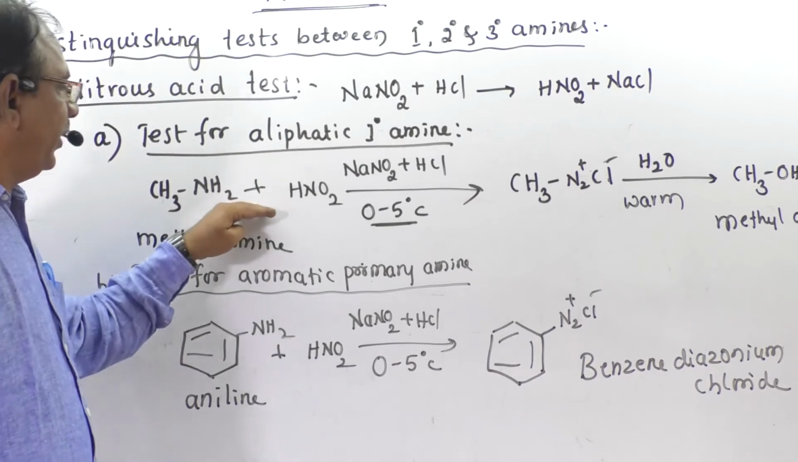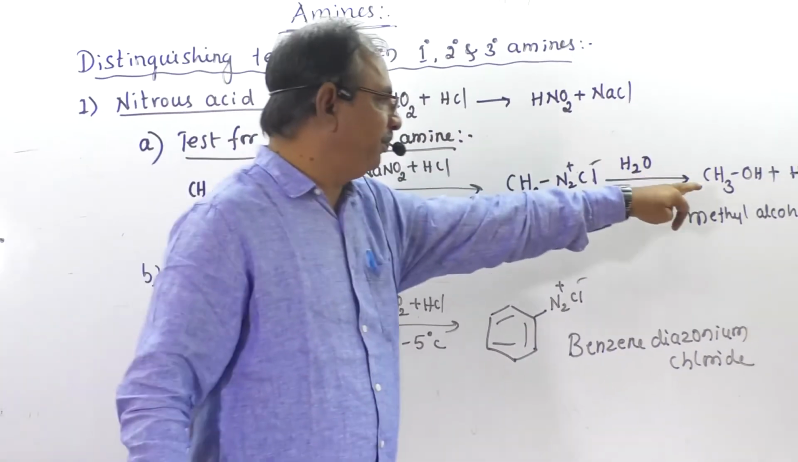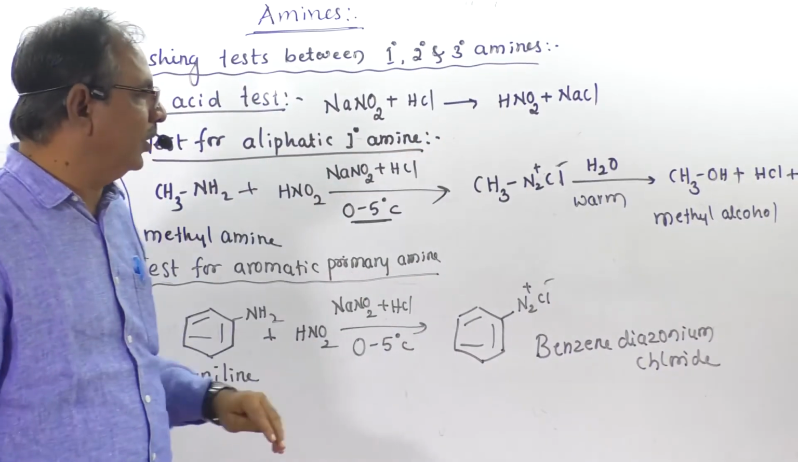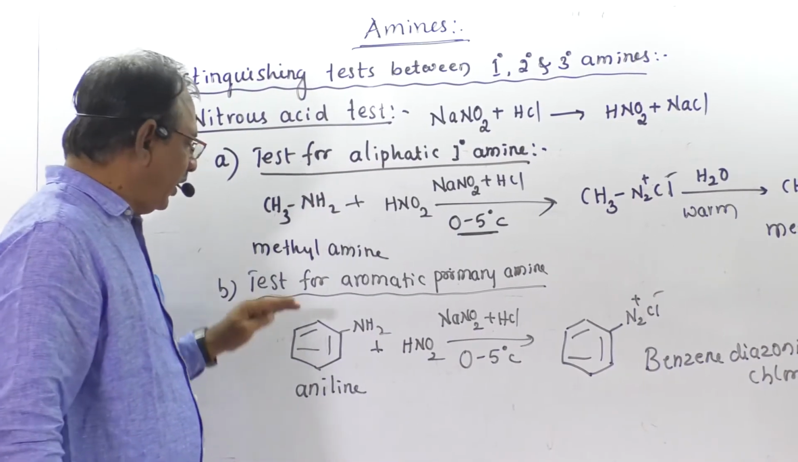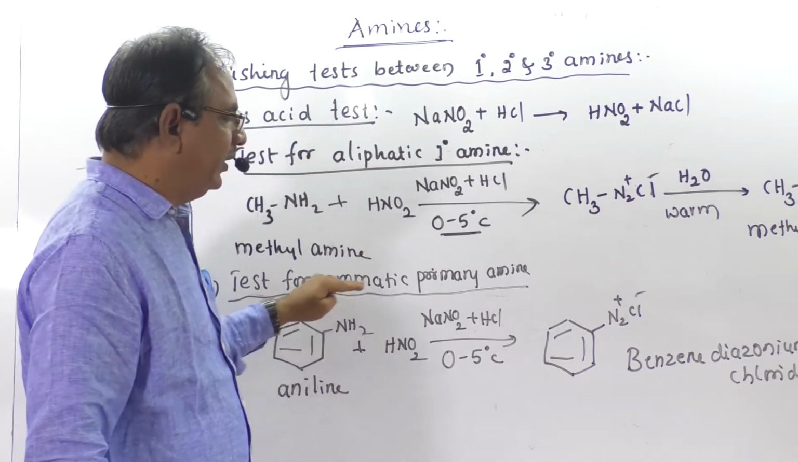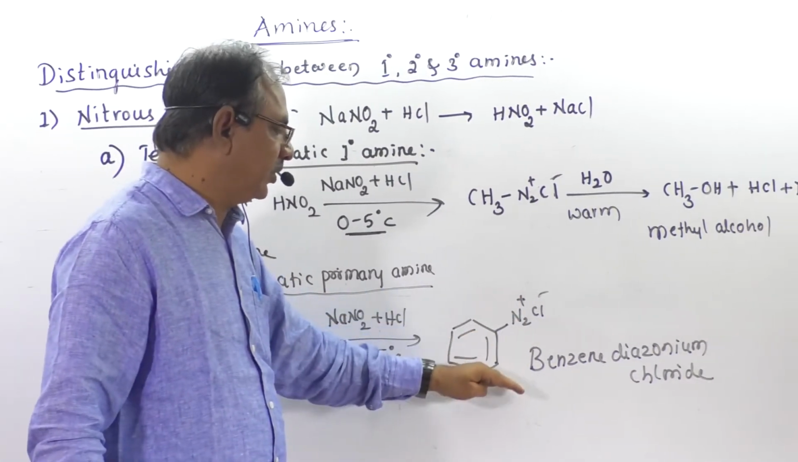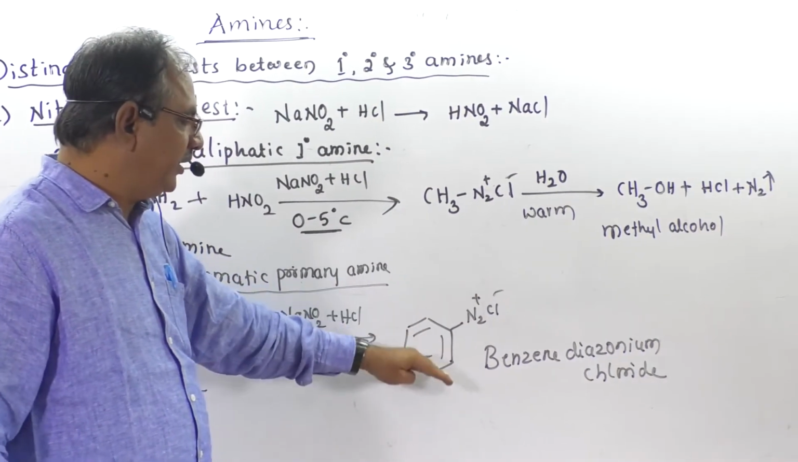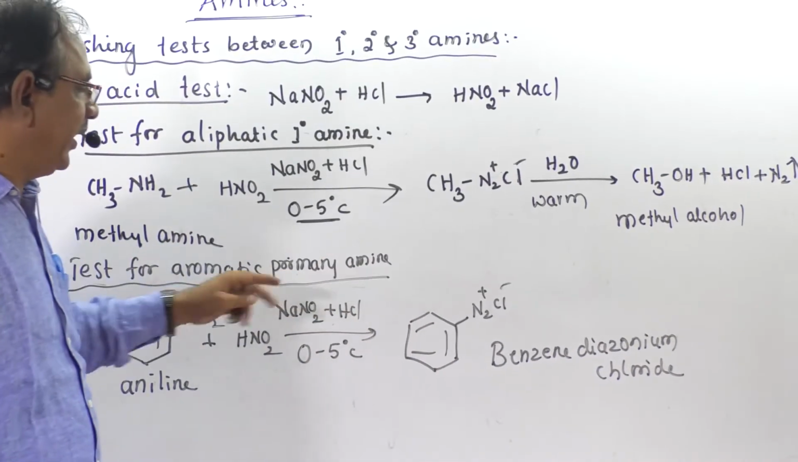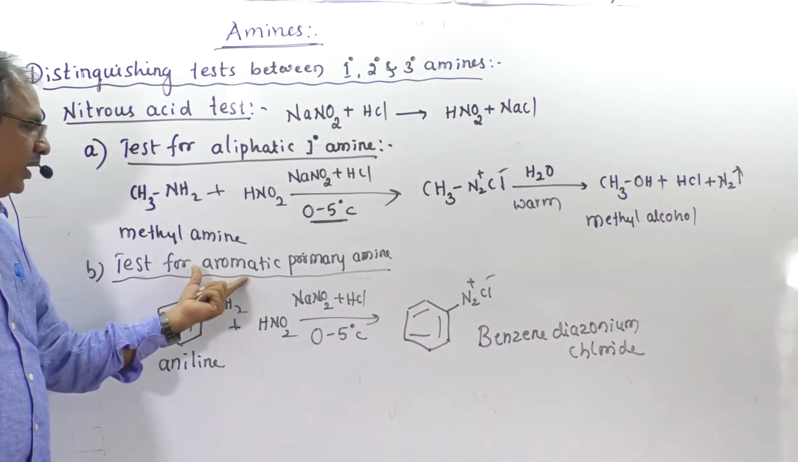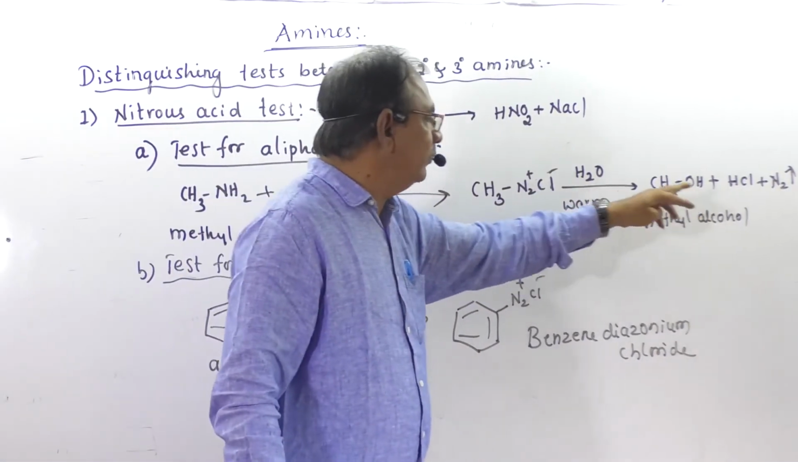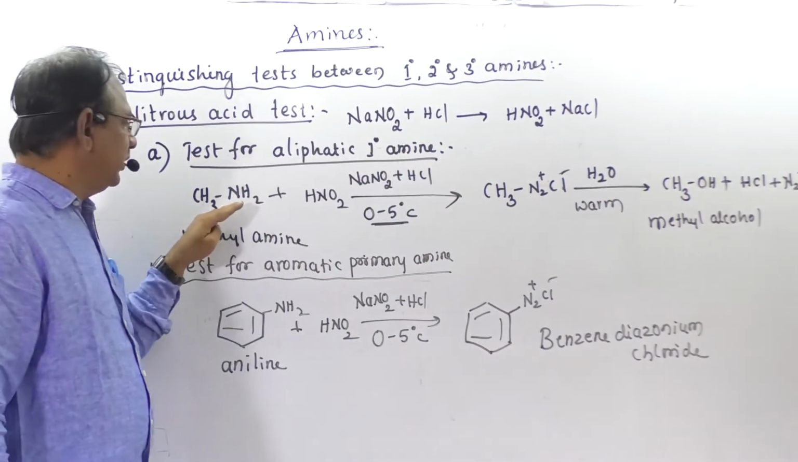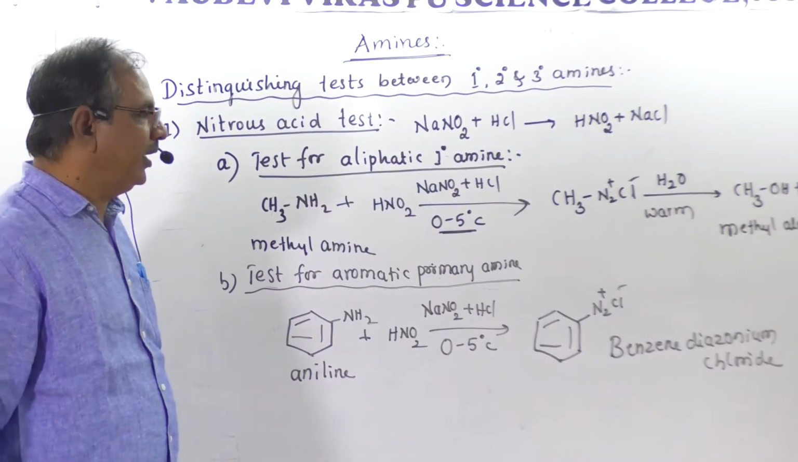Primary amines give alcohols, but that primary amine is aliphatic. If it is an aromatic primary amine, it gives benzene diazonium chloride. The formation of benzene diazonium chloride indicates that the amine is an aromatic primary amine. The formation of alcohol indicates that the amine is an aliphatic primary amine.